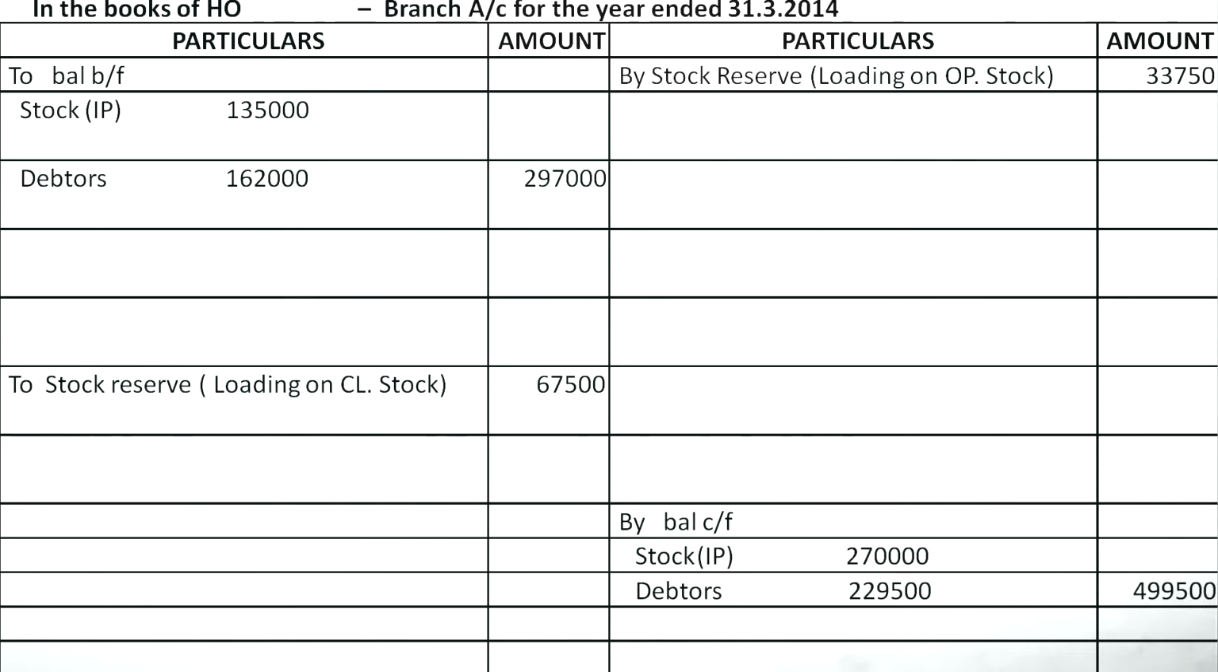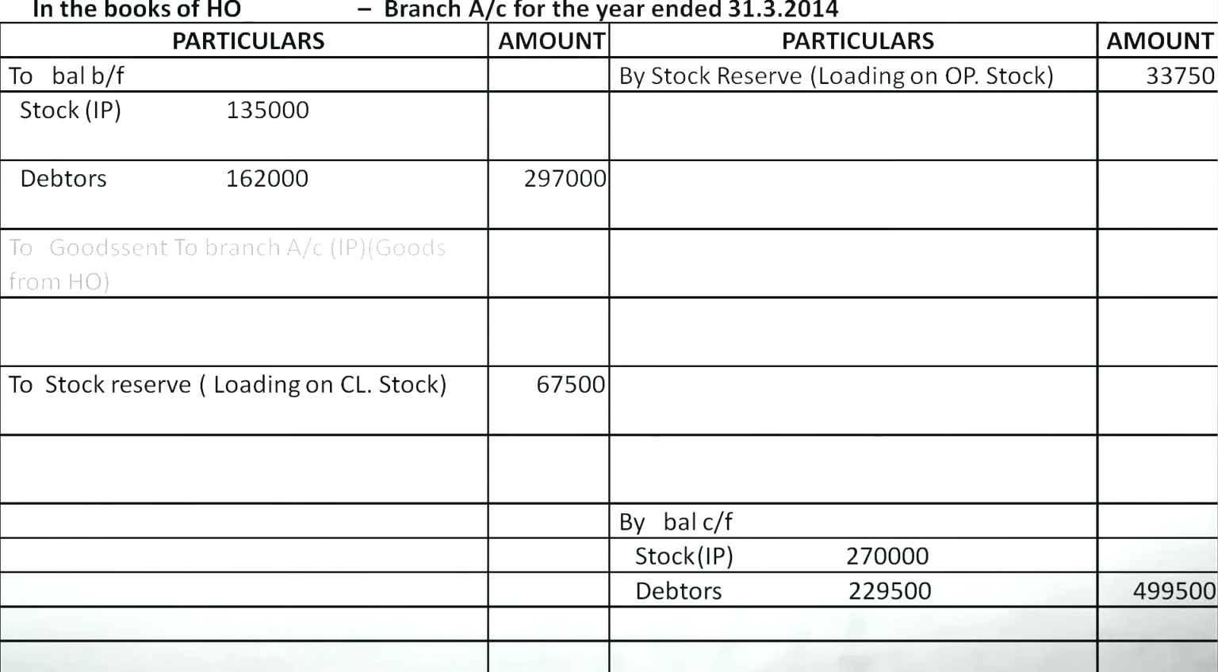Next one. Stock reserve on this closing stock, meaning loading on closing stock at 33.33 percent, already calculated, 67,500. Sir, what will be the journal entry of this 67,500? Very simple: branch account debit to stock reserve account. I am repeating, branch account debit to stock reserve account.